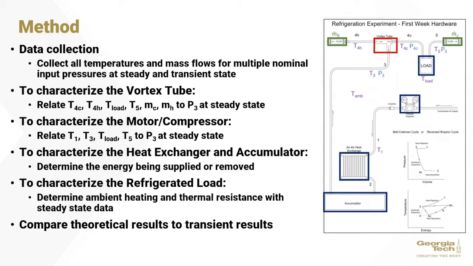Method. All temperatures and mass flows are collected for multiple nominal input pressures at steady state and transition state. To characterize the vortex tube, the values of the second half of the system were analyzed. To characterize the compressor, it was attached before the heat exchanger, such that the values from the first half of the system can be analyzed. Refrigerated load is characterized by calculating the thermal properties of the insulation and comparing it to theoretical values. Once all the steady-state values are calculated, they can be compared to transient data to validate the result.